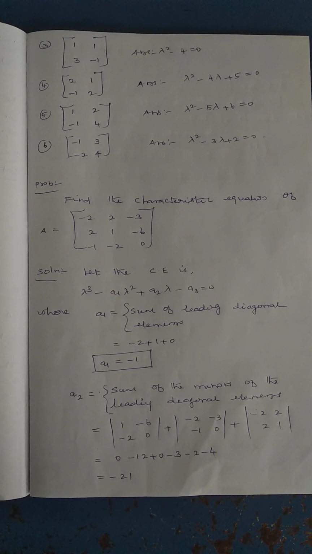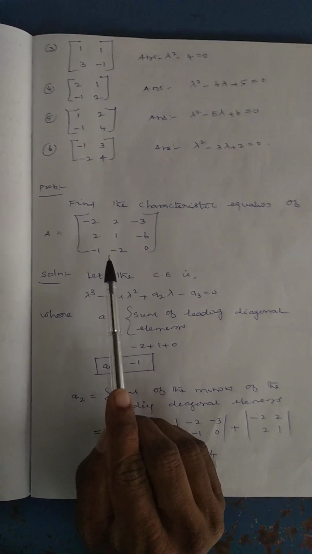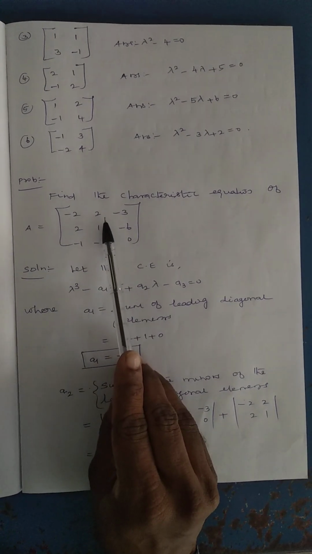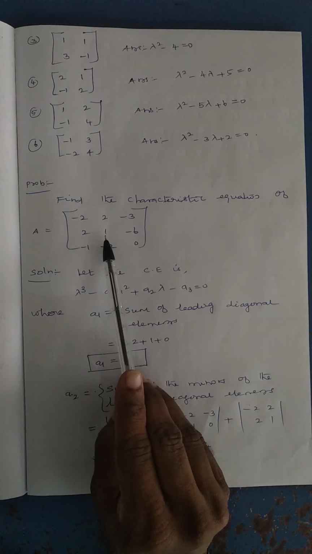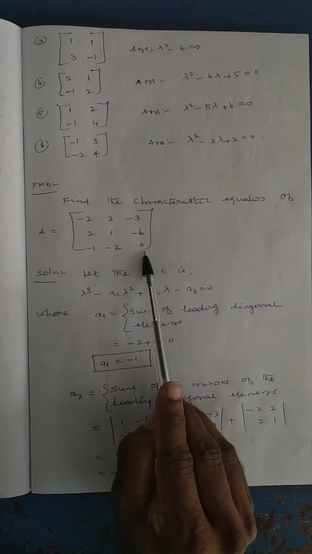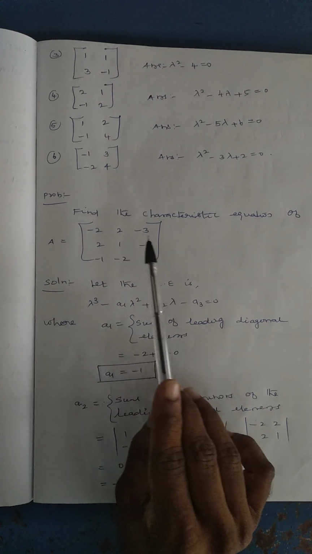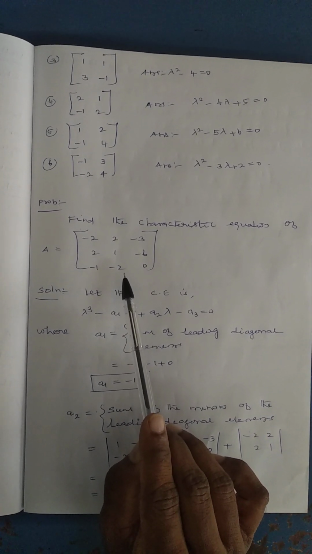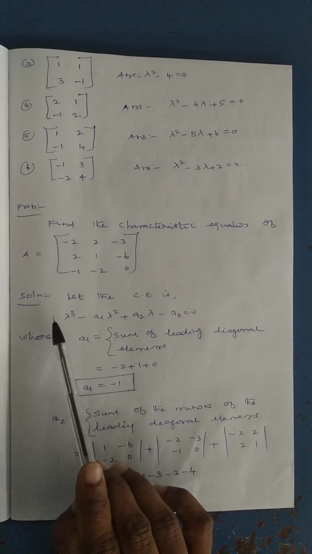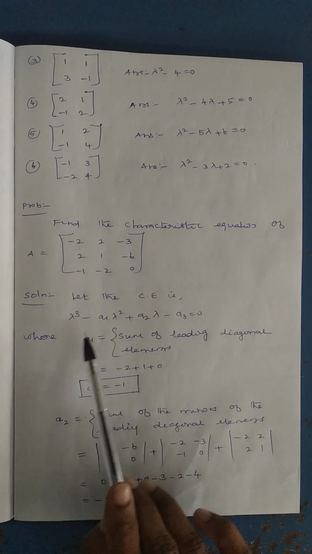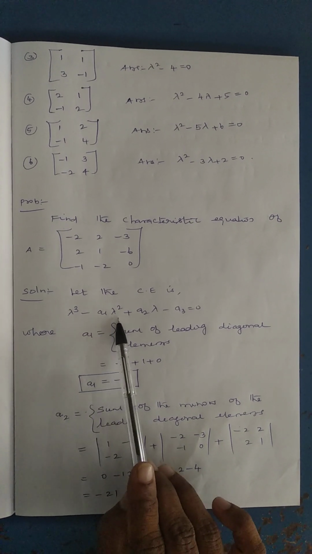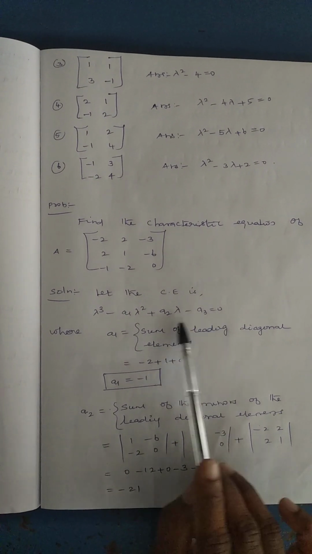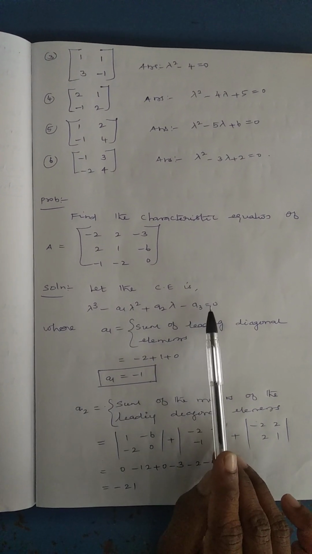Next solved problem. This is a 3 by 3 matrix. Find the characteristic equation of A equals [minus 2, 2, minus 3; 2, 1, minus 6; minus 1, minus 2, 0]. We already discussed 2 by 2, now we will discuss 3 by 3. The solution: the characteristic equation is lambda cube minus A1 lambda square plus A2 lambda minus A3 equals 0. This is the formula to find the characteristic equation.